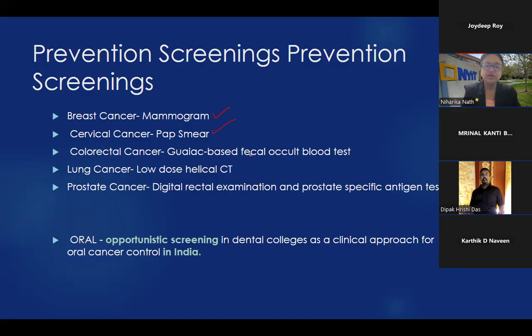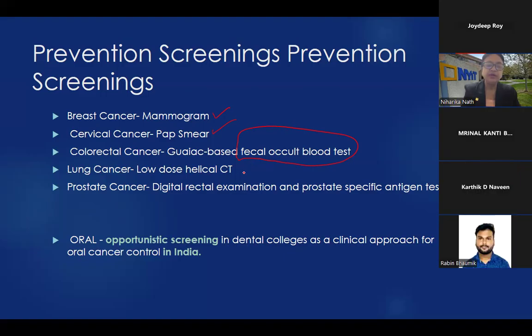Colorectal cancer in adults, you can just take the feces and look at certain features in the stool, and you can do that for screening, at least in older people. And in lung cancer, you can do a low-dose CT scan to look for it. There is no other way to do it. And prostate cancer.